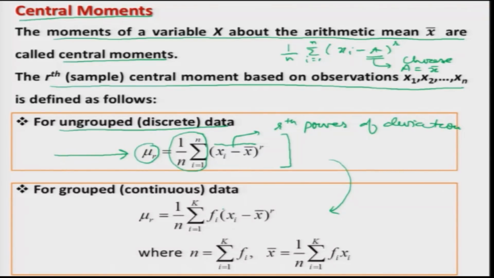And in this case, this is the rth power of the deviation, and they are multiplied by the frequency f_i, and then the arithmetic mean of these quantities has been taken, where n is equal to the sum of all frequencies. What you have to just notice is that in this case you are going to compute the arithmetic mean by this expression, that is 1 upon n summation i goes from 1 to k f_i x_i, whereas in the case of discrete data, you compute the x bar simply as summation x_i upon n. So, this quantity is called the rth central moment of a variable x.